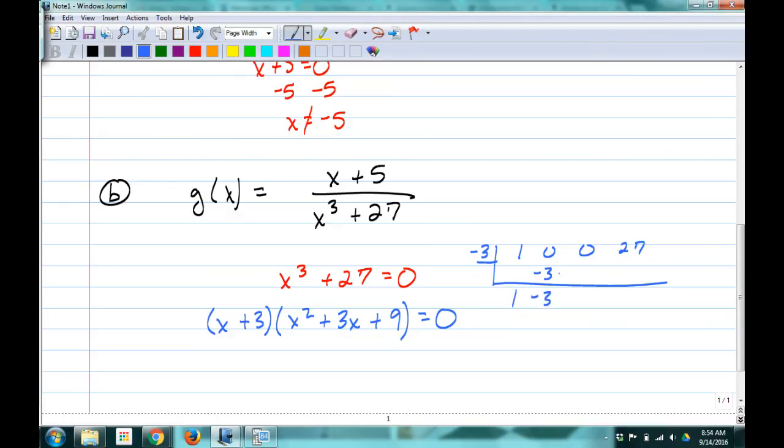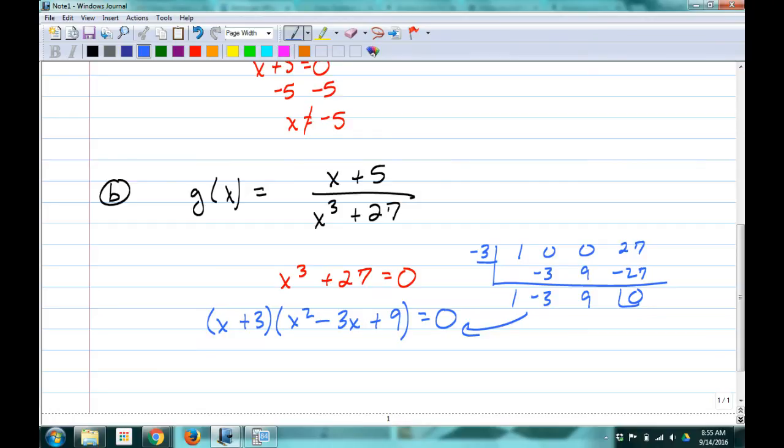That'd be -3. Excuse me, that's supposed to be a minus sign right there. Forgot to change the sign. And then that'd be 9. And then that's -27. And that's where that factoring could come from, doing a synthetic division. Okay. Now, once I get here, I can get my zeros by setting those equal to 0.